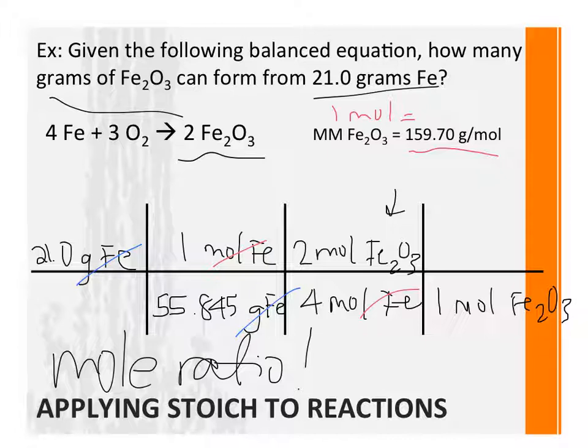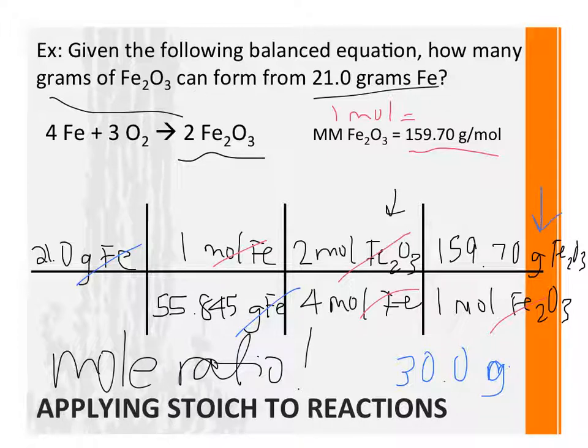And remember, anytime you're working with molar mass, it's always the number of grams in 1 mole of any substance. So my numerator will be 159.70 grams of iron 3 oxide. So if we put that in our calculator, 21 times 2 times 159.7 divided by 55.845 divided by 4, we'll see too that moles of iron 3 oxide cancel out, and rounding to sig figs we would get an answer of 30.0 grams, this is why it's important to show your work, grams of iron 3 oxide.